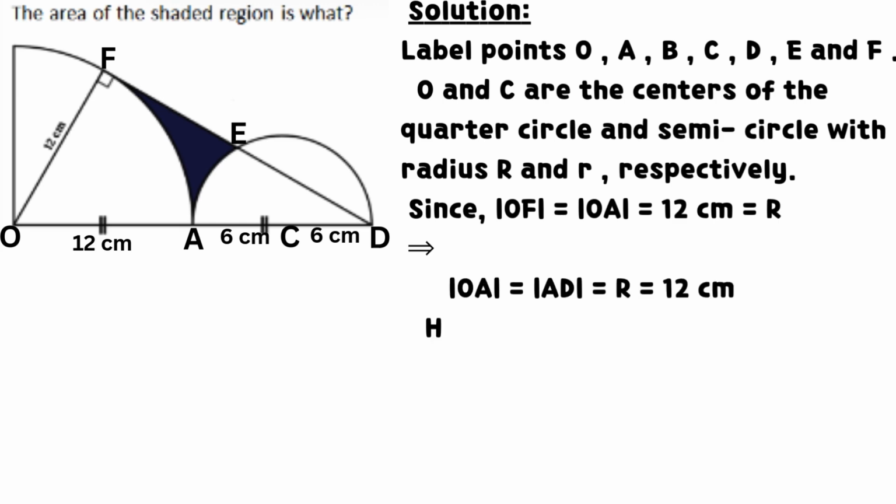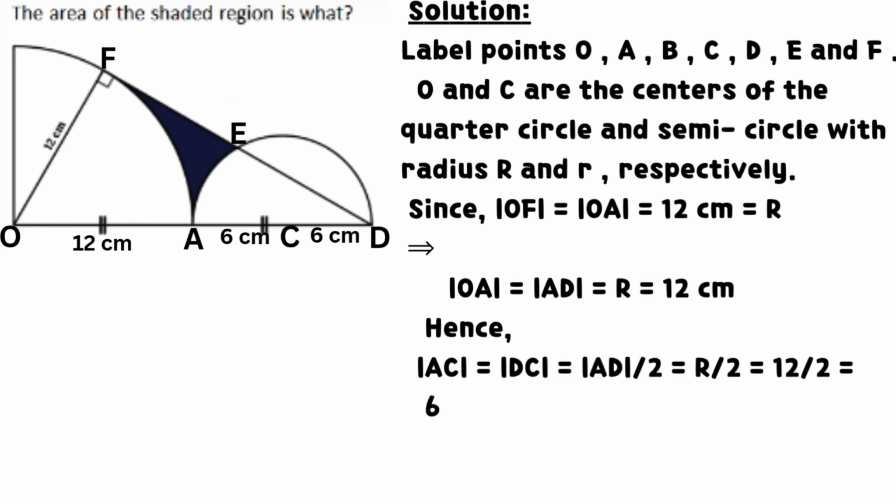Since OF equals OA which equals 12 centimeters, line OA equals line AD which equals R, that is equal to 12 centimeters. Hence, line AC equals line DC which equals half of line AD. This equals half of R which equals 6 centimeters. The small r is the radius of the small semicircle.